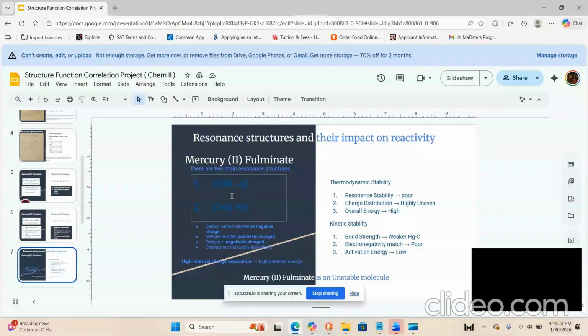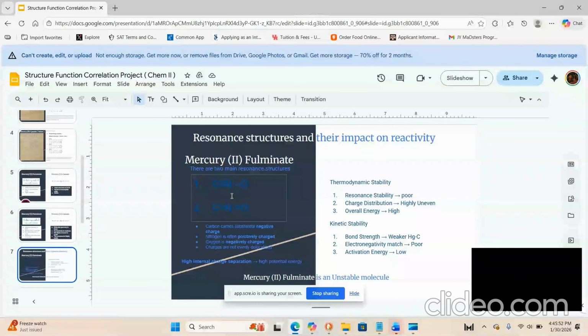So these are the resonance structures and their impact on reactivity. So for mercury 2 fulminate, the carbon carries substantial negative charge. Nitrogen is often positively charged. Oxygen is negatively charged, and charges are not evenly delocalized. Okay, so there's a high internal charge separation, which means high potential energy, and the thermodynamic stability.